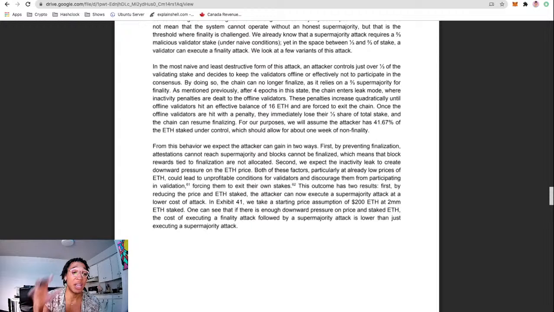Very true as well. If ETH is already at a low price and something like this happened, it could push people to not want to validate anymore, not make it economically viable, and lower the total network security of Ethereum 2.